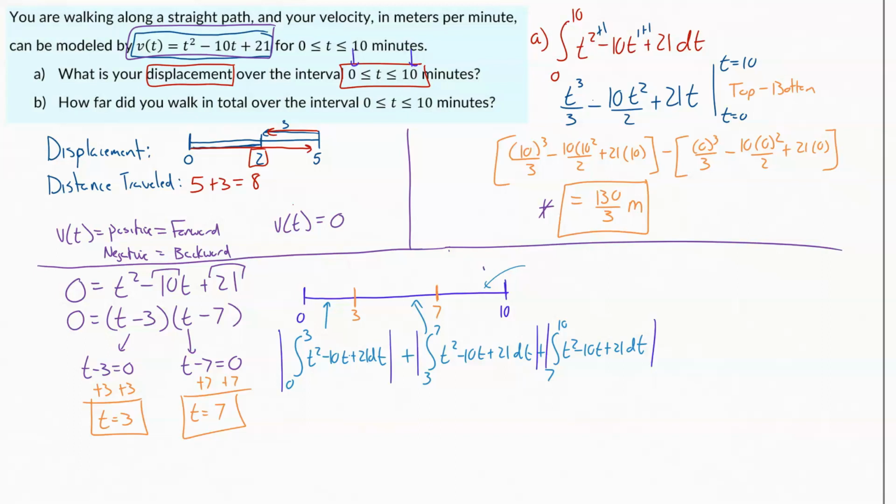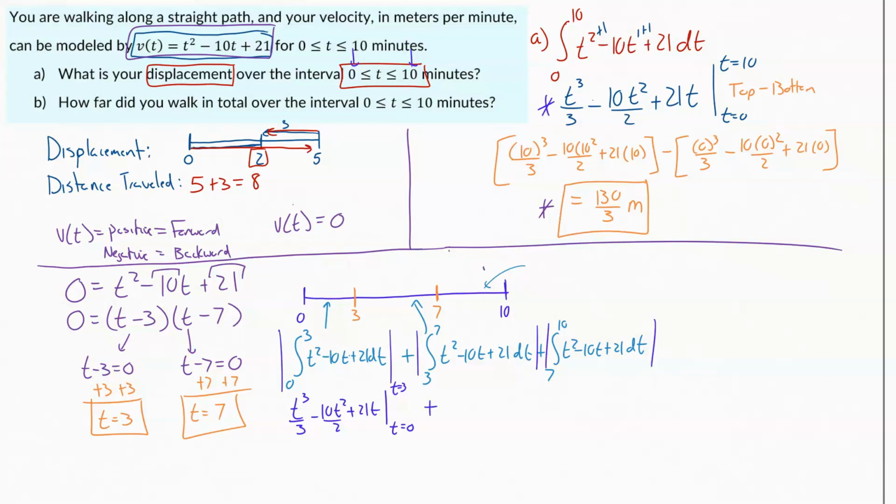The great news about this problem is we've already done the antiderivative. We did that originally back on part A. It's all still the same antiderivative. So we're going to get t to the third over 3 minus 10t squared over 2 plus 21t. And then on this first one, evaluated from t equals 0 to t equals 3.